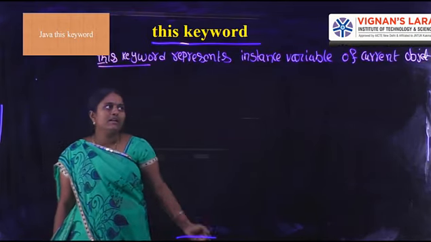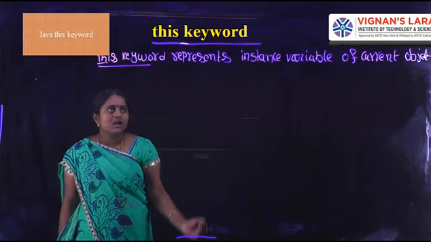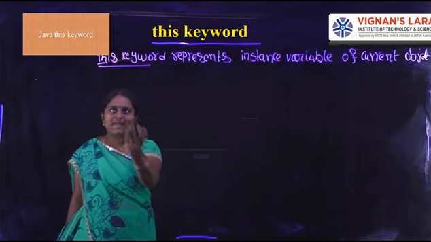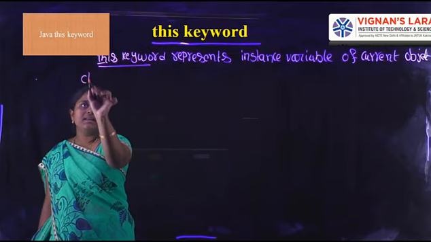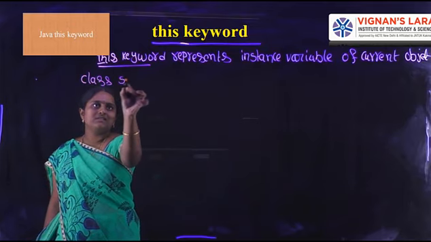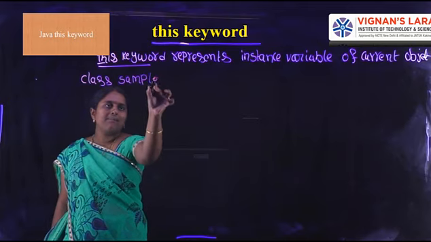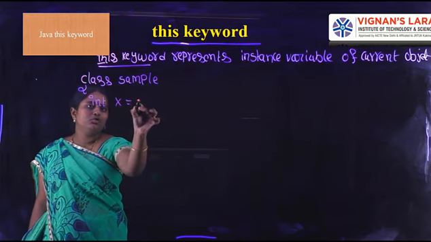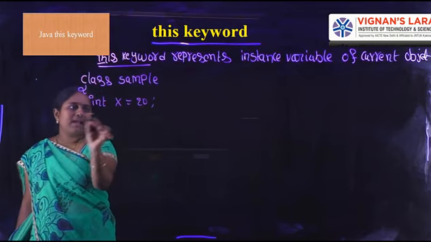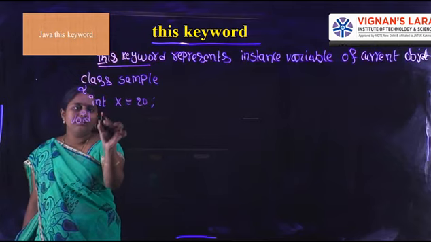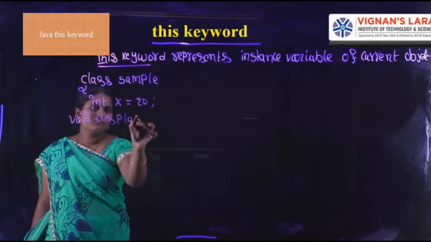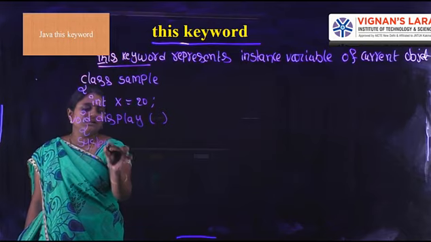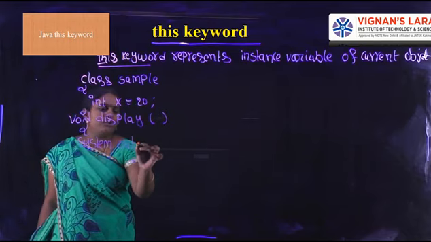Already we know about instance variables in the Java programming language, but where will we use this keyword in our programming language? Let me explain with an example. I am declaring a class, class Sample. In this class I am declaring one instance variable, x equal to 20. Next I am defining one method, void display, where System.out.println(x) displays the x value on the console.